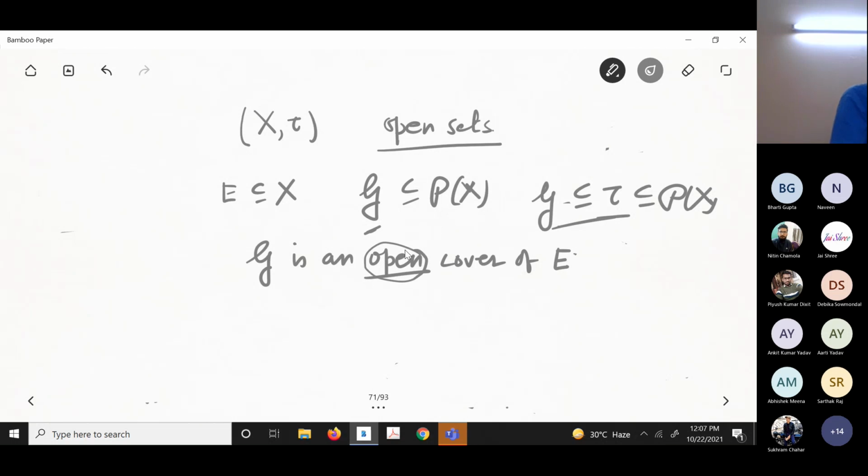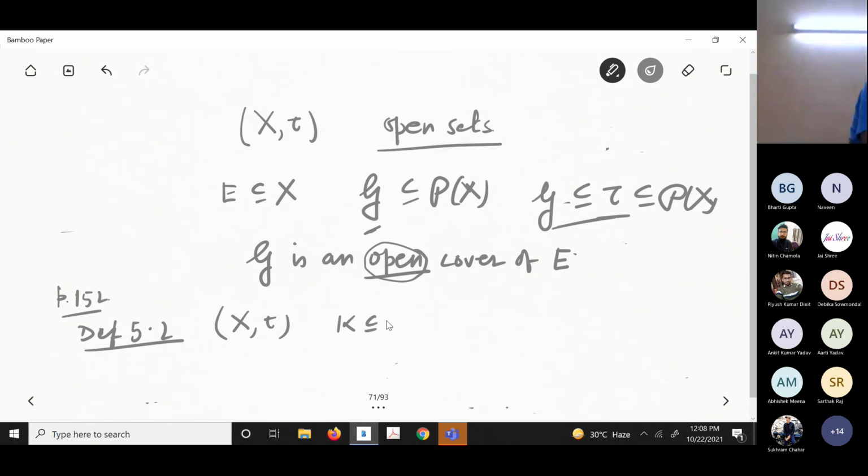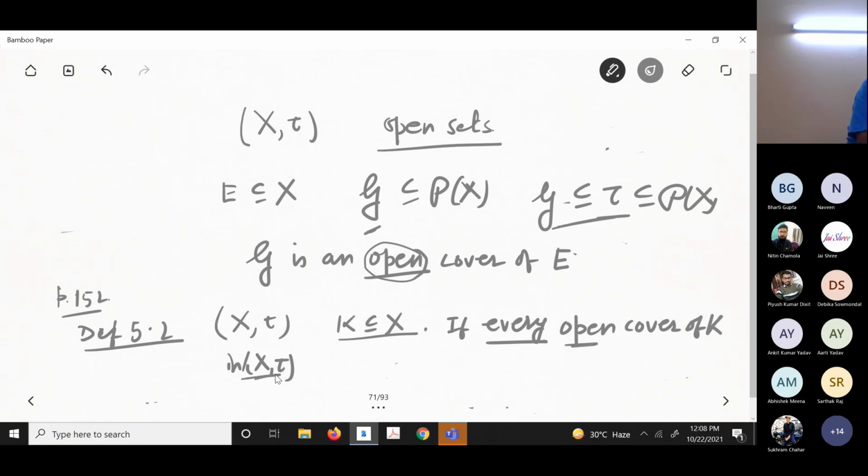Now the important definition 5.2, page 152. You are starting with the topological space (X, tau), and as is standard for compactness, we usually use K. Suppose K is a subset of X, and every open cover, now look, careful, every open cover of K in (X, tau), which means these open sets are coming from tau.